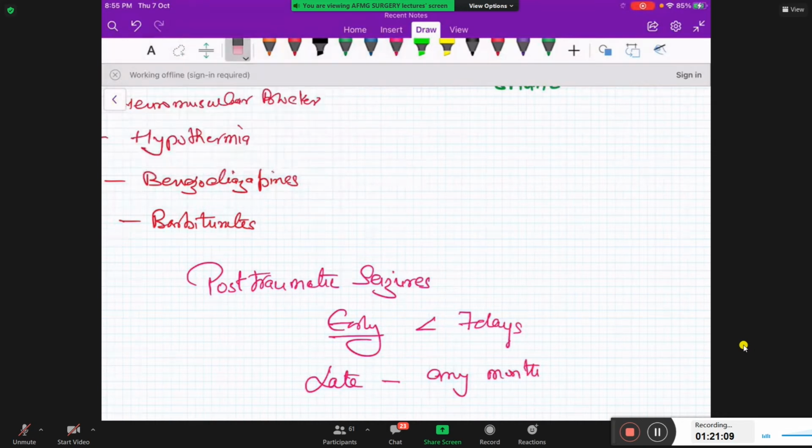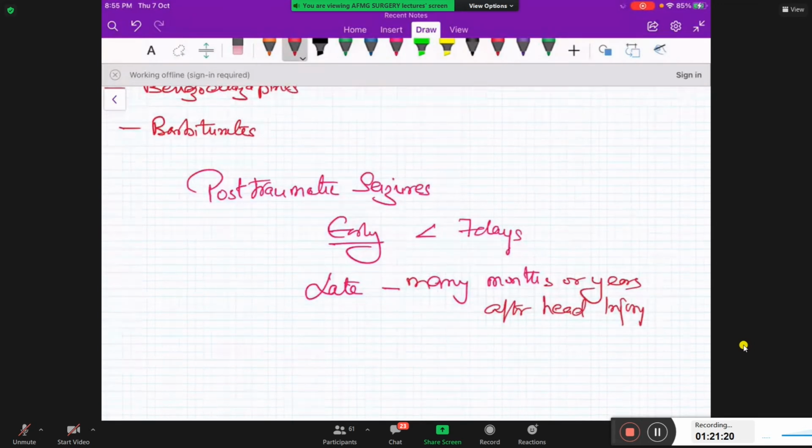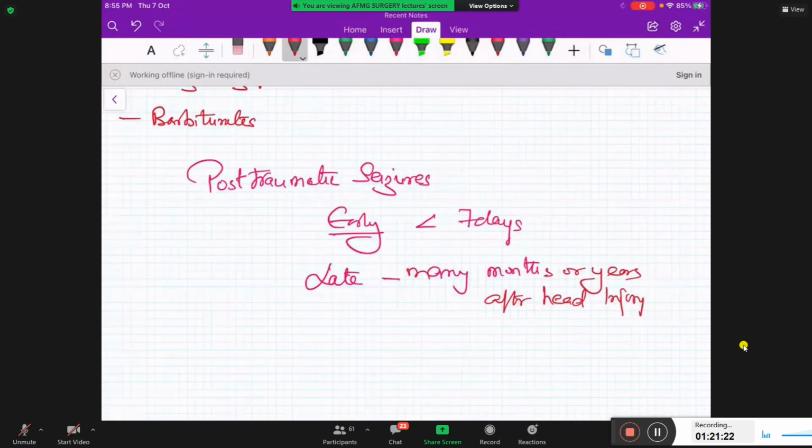It is called late when it is seen many months or years after head injury. When seizures are seen months or years after head injury, it is called late post-traumatic seizures.